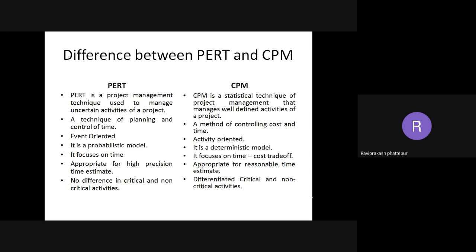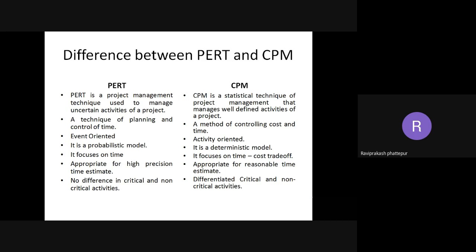It is appropriate for high precision time estimates. The precision of time is more in CPM than PERT, because it is even taking into consideration the cost as well. Here in PERT, it is appropriate for reasonable time estimates; it's not that it will tell you very accurately. It will tell you nearly, like near to this particular time duration. Then there is no difference between critical and non-critical activities in PERT. It will not make a difference whether it is a very important activity or a non-important activity.